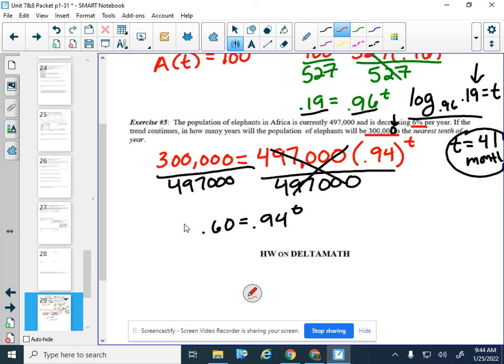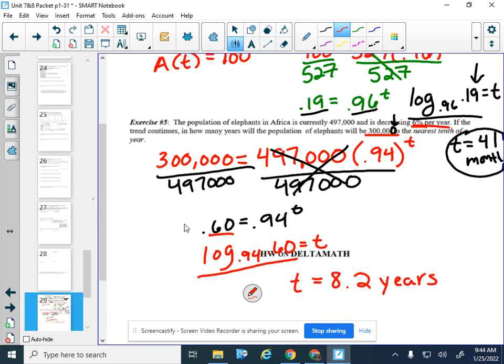And then we're going to put it in log form. So my base is 0.94. The number it's equal to is 0.60, and that equals t. When I type that in my calculator, this time I'm going to the nearest tenth of a year. I should have mentioned in the beginning 6% per year, so the t is years in this problem. And that ends up equaling, to the nearest tenth of a year, 8.2 years for the population to decrease down to that amount.